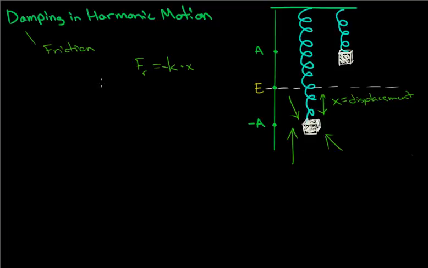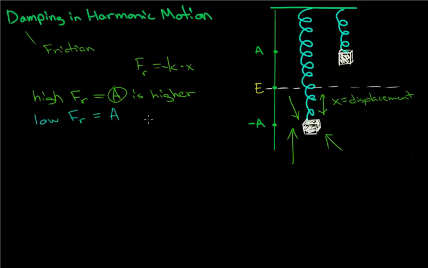Basically, if we have a set mass and a set period that doesn't change, then if we have a high restoring force, we will see in general that the amplitude is higher, where A is the amplitude. But if we have a low restoring force overall, then our amplitude is lower. So, very simply, the more magnitude our restoring force has at the end point, the higher our amplitude is generally going to be. But if something happens and our restoring force is reduced somehow, then we will go from a higher amplitude to a lower amplitude. And that's the fundamentals of damping.